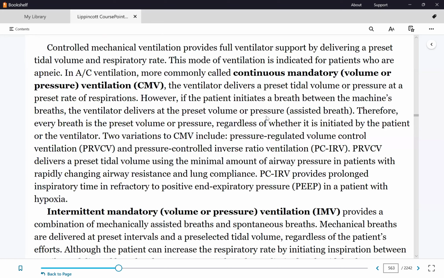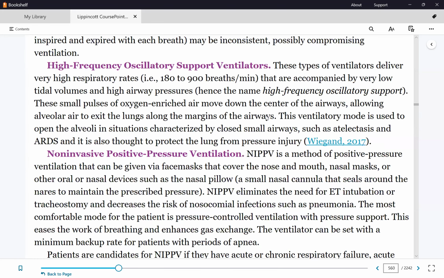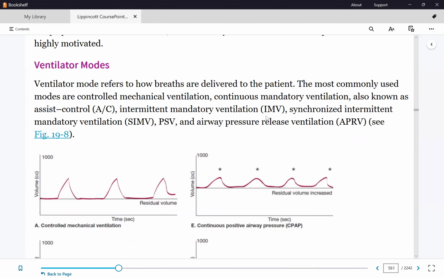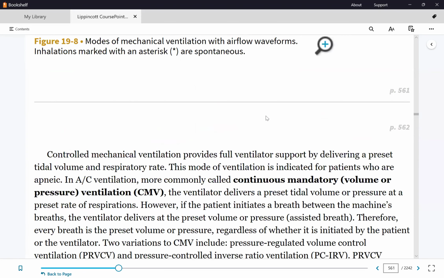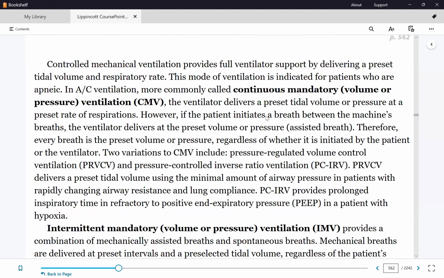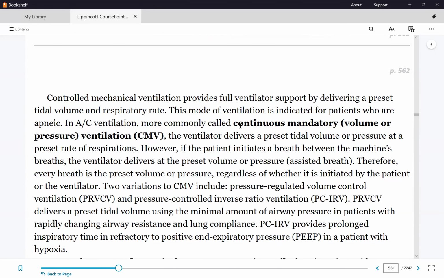Like I said, we'll only talk about 3 modes. First mode is assist control, also called continuous mandatory volume ventilation. So AC or CMV. AC is assist control and CMV, same mode, different names.